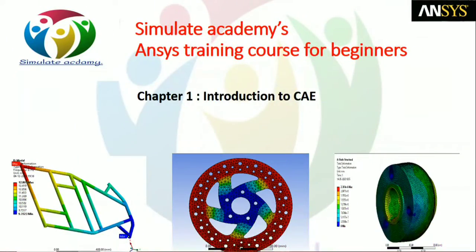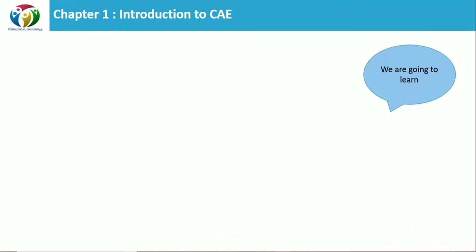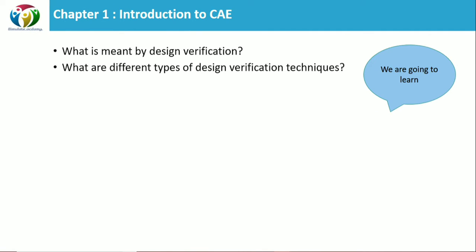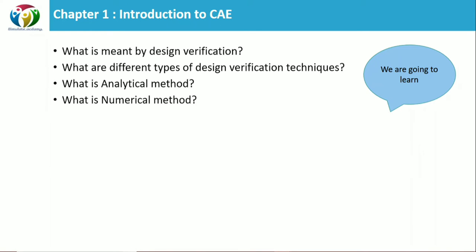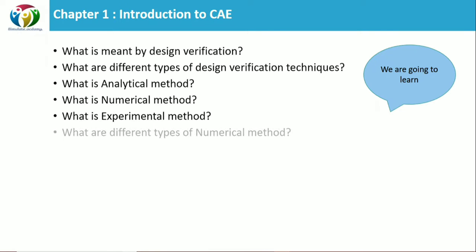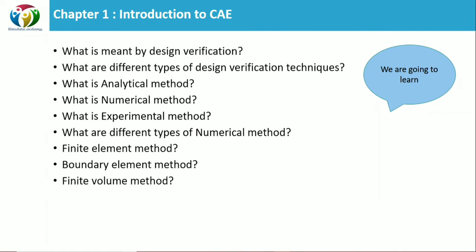So let's start with the first chapter, that is Introduction to CAE. In this chapter we are going to learn what is meant by design verification, what are different types of design verification techniques, what is analytical method, what is numerical method, what is experimental method and many more. So please just have a look over the topic that will be explained.